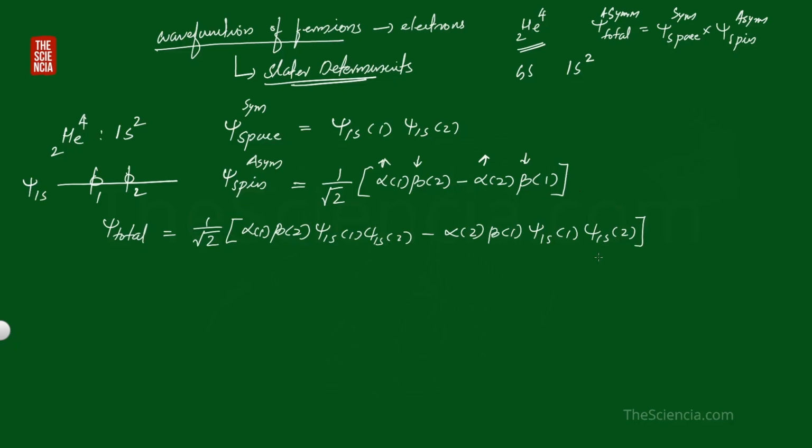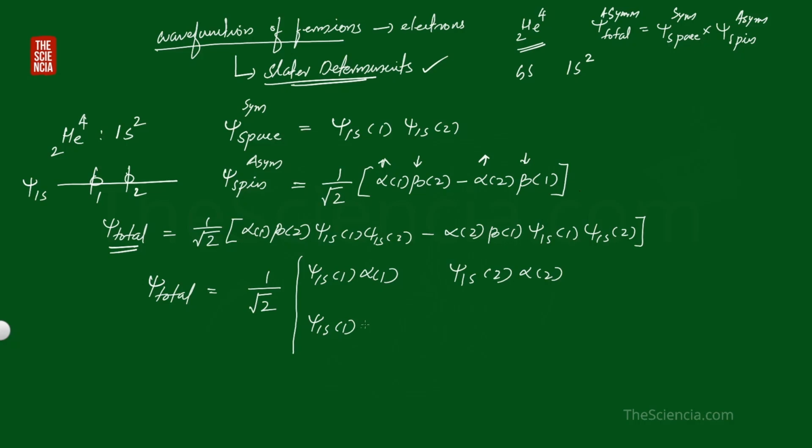Here what I am going to tell you is, we can write this wave function in a very easy way by using Slater determinants. See, this total wave function we can write in a determinant form. How? That is, psi total is equal to 1 by root 2 into the determinant: psi 1s of 1 alpha of 1, psi 1s of 2 alpha of 2, psi 1s of 1 beta of 1, psi 1s of 2 beta of 2.